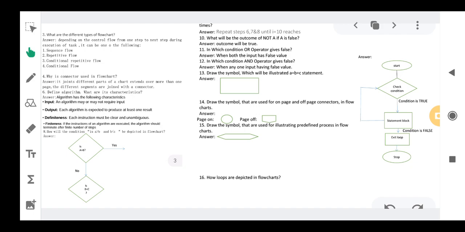Next is the output part. Each algorithm is expected to produce at least one result. Whenever we are designing an algorithm, our motto is to find the probable solution. It is not necessary that we come up with several solutions, but at least one desired output I must get after writing the algorithm.